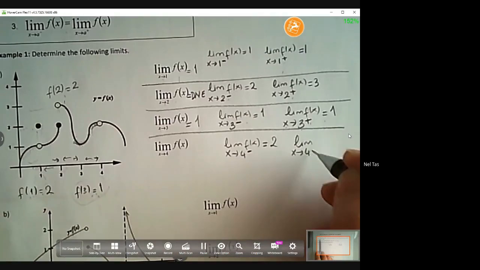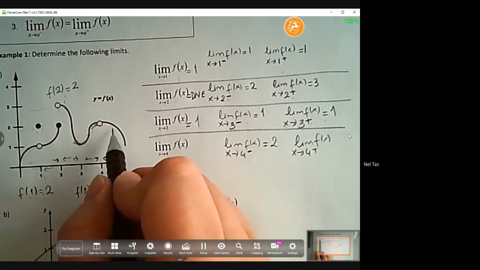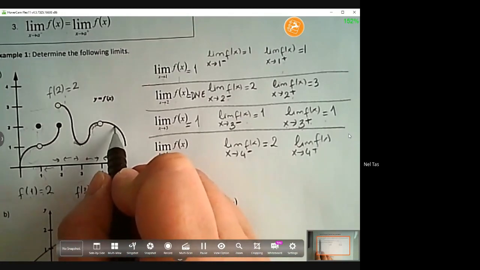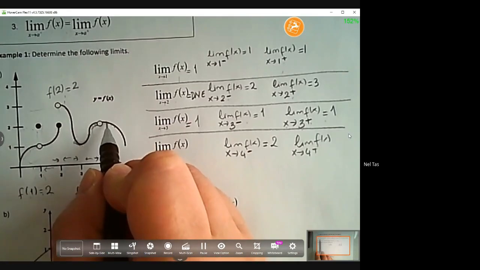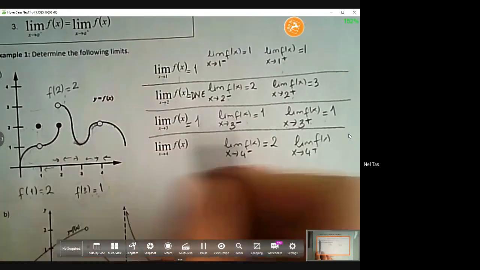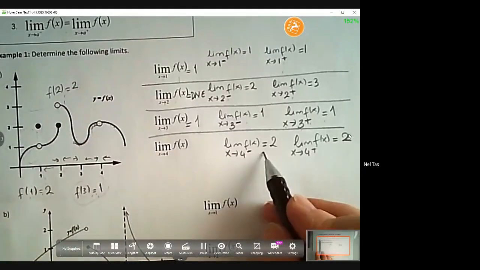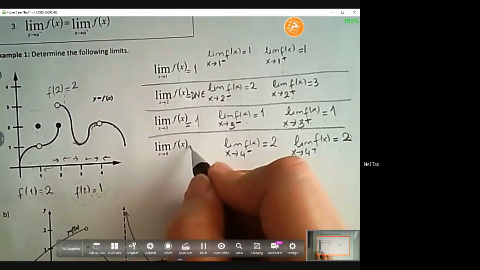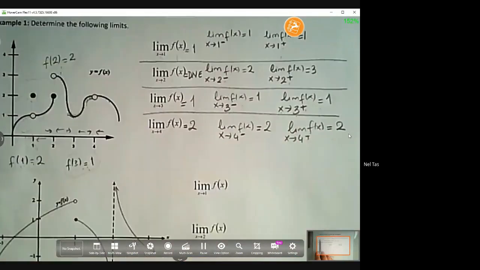Let's look at the right side limit. So we approach 4 from right. Okay, so let's check the y values. Again, 1.7, 1.8, 1.9, 1.99. So y values are getting closer and closer to 2. So right side limit is 2. The left side limit is same as the right side limit. So therefore, limit of f of x as x approaches 4 exists, and it is 2.